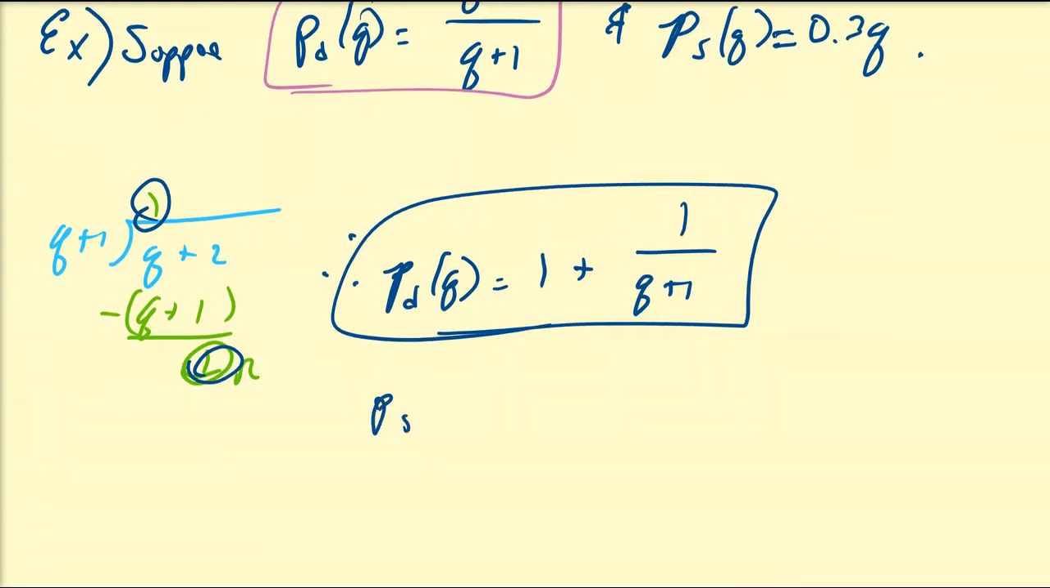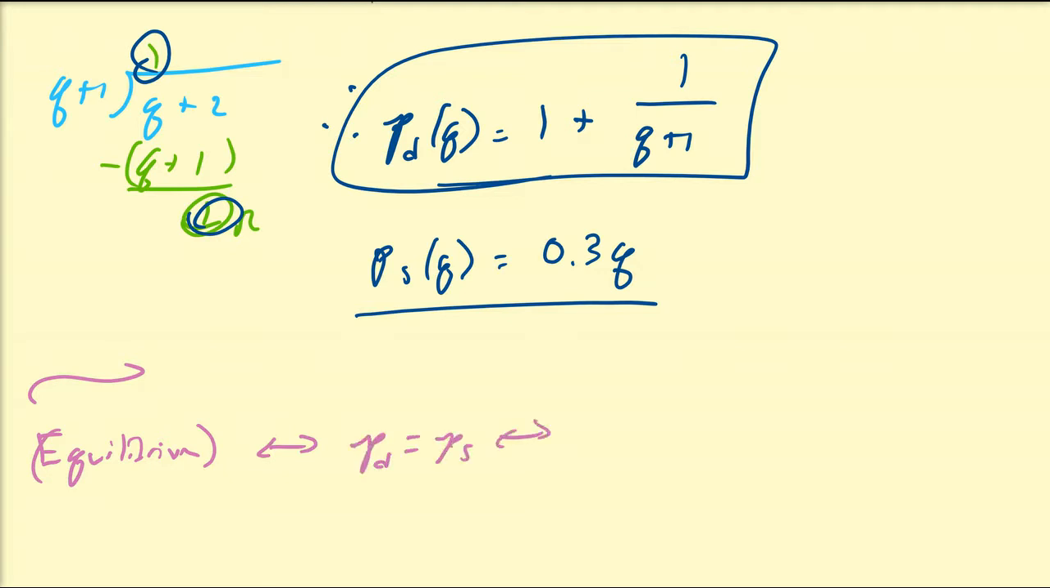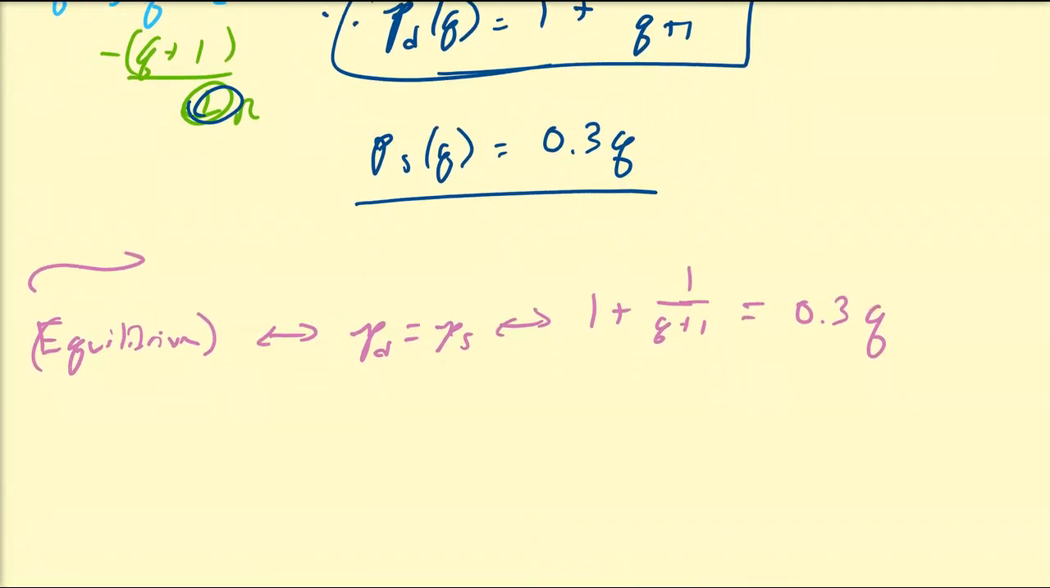So there's our demand curve and our supply curve. Let's rewrite that again, 0.3 Q. So the first thing we're going to do is locate our market equilibrium point. This occurs when the demand is equal to the supply, which is going to exist when 1 plus 1 over Q plus 1 is equal to 0.3 times Q. So let's solve this equation for Q.